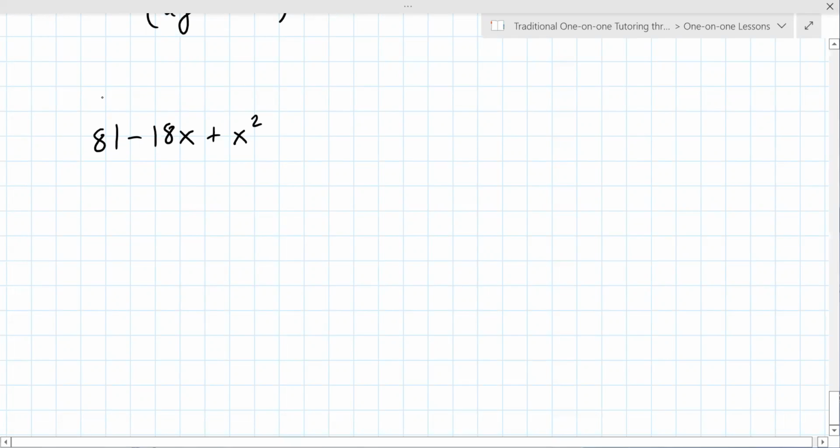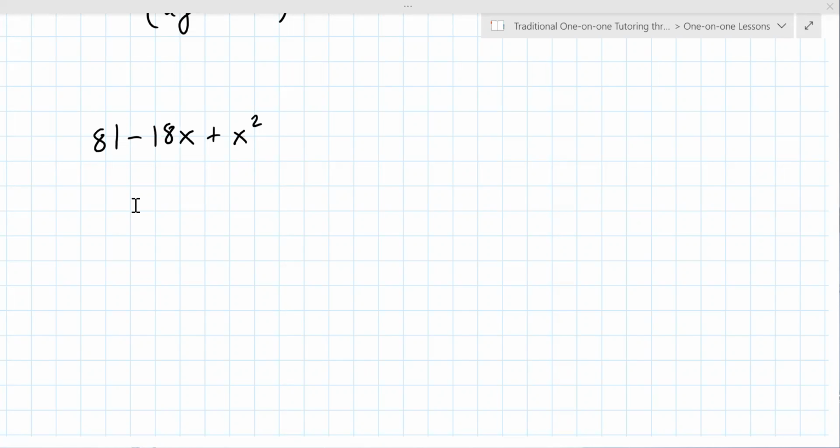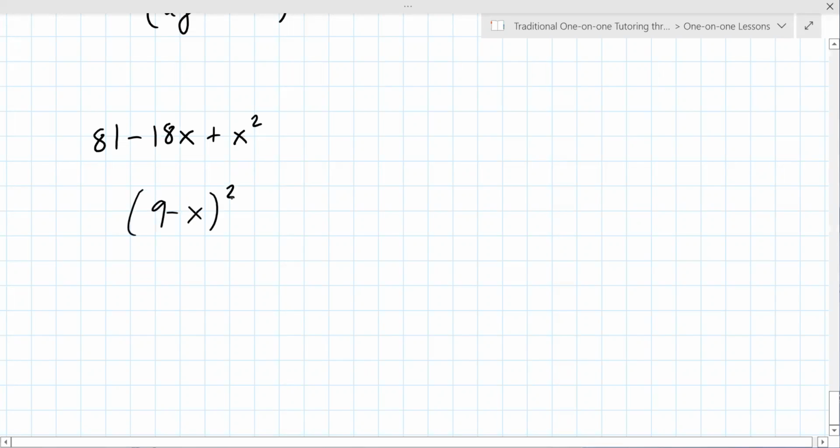This is also another kind of, it's not an exception, it just is framed a little differently. But give that a try, please. 9 minus x squared. Yes. Very good. Okay, so you got those down.